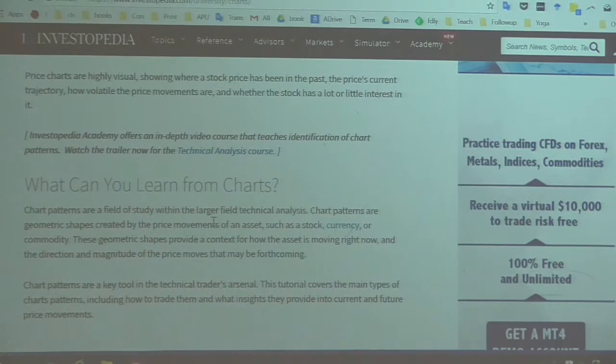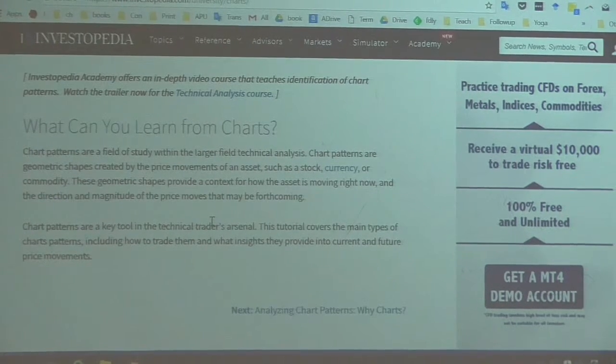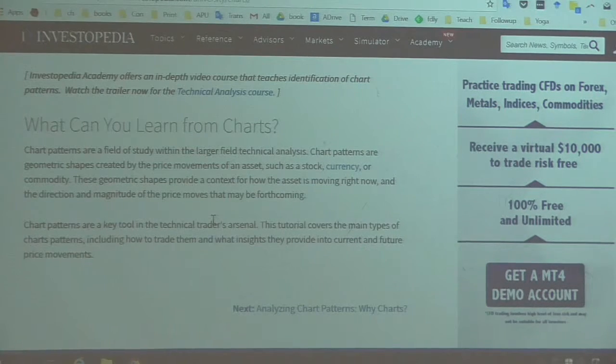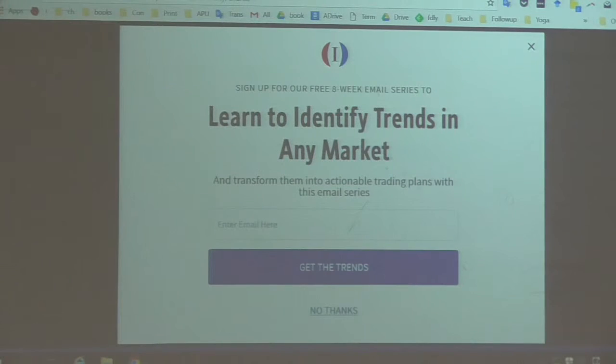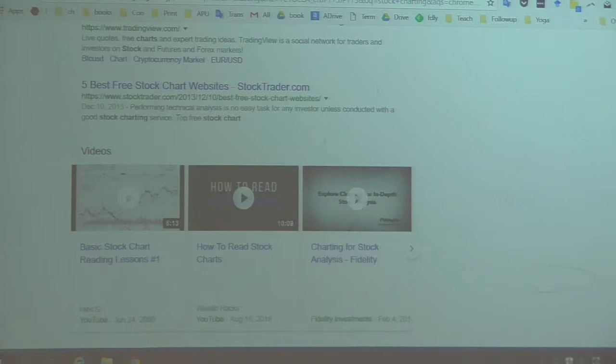What can you learn from charts? Chart patterns are a field of study within the larger field of technical analysis. Chart patterns are geometric shapes created by the price movements of an asset. Okay, so that's that. Now how about, what was that thing called? Breakout. Well, let's just do breakout.